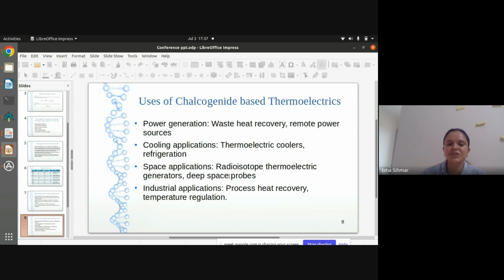Chalcogenide-based thermoelectric materials are also used in industrial applications for heat recovery, using the heat wasted through large instruments such as furnaces and other high-temperature equipment, and also in temperature regulation.